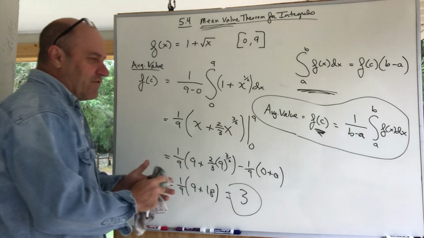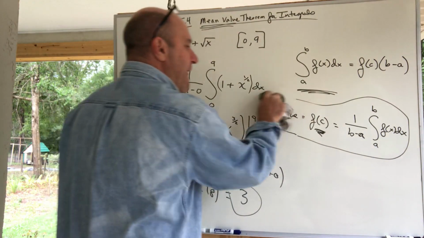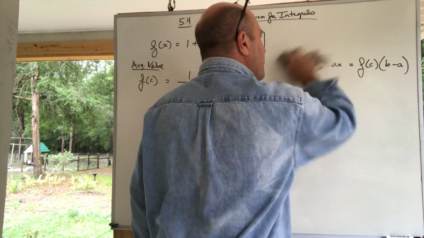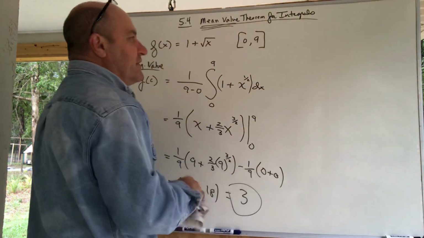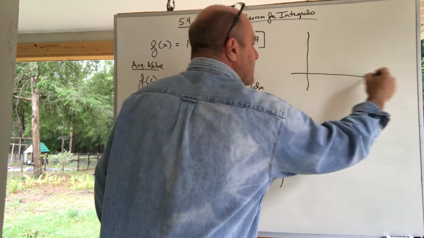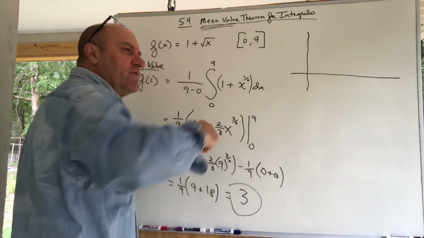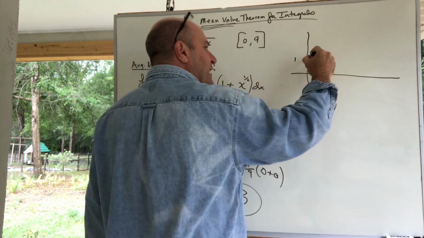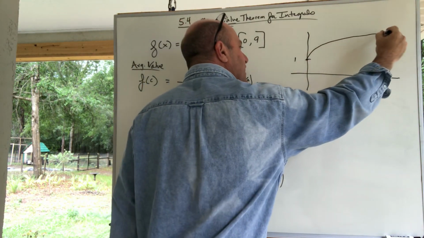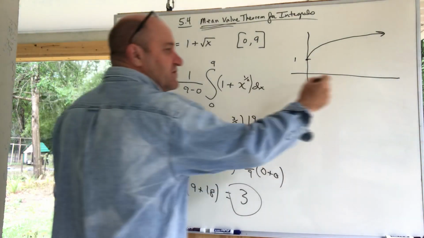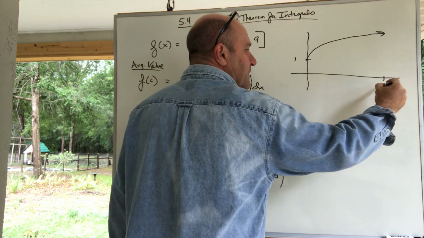I think I would like to draw a picture of that. Let me get rid of this formula for you. Let's draw a little picture of this. This function was 1 plus the square root of x. You know, it's that square root function shifted up 1. I know how to draw that. Your graphing calculator could help you. But there it is. There's a picture of this function.